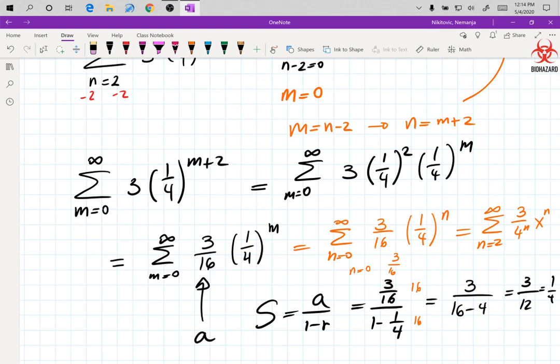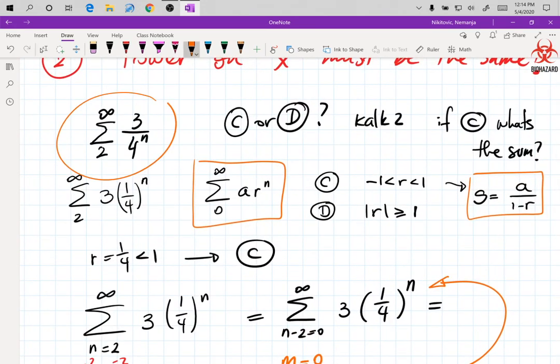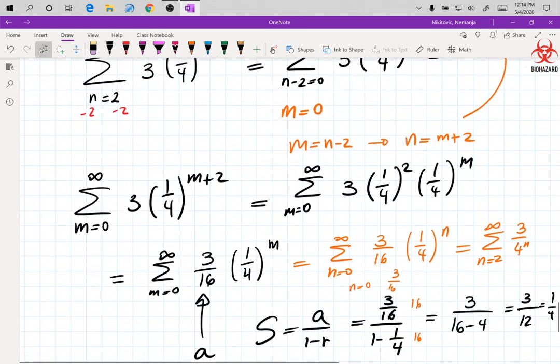wait, why did I write x to the n over here? What did I do? It's just 3 over that. There is no x to the n there. I don't know why I wrote that. It's just the original problem that we started with, this one. I'm not sure why I wrote that x to the n there. I got excited. So if you take a look here, the first number you are computing is n equals 2, and that's just 3 over 16. Right? So they're the same.